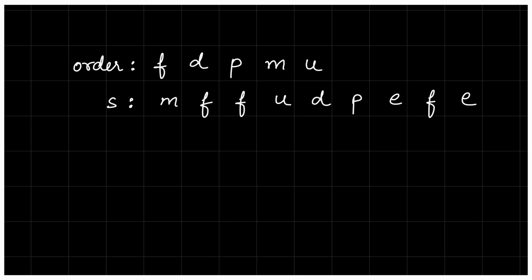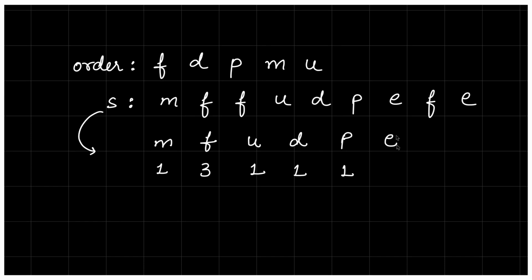First of all, we are going to make the frequency map of this string s. M is appearing one time only. Then F is appearing 3 times. Then U is appearing only one time. Then D is appearing only one time. Then P is appearing only one time. And then E is appearing twice. So 1, 2, 3, 4, 5, 6, 7, 8, 9. There are in total 9 characters, and I have made the frequency map for this particular string.